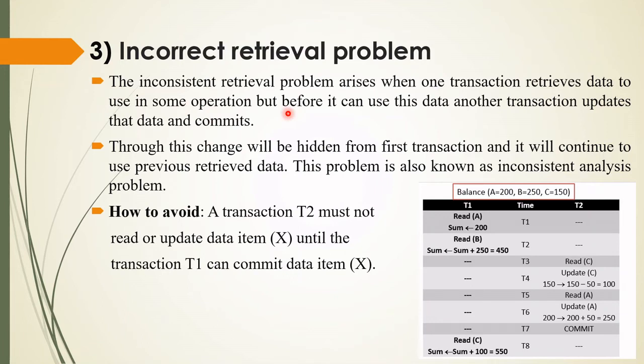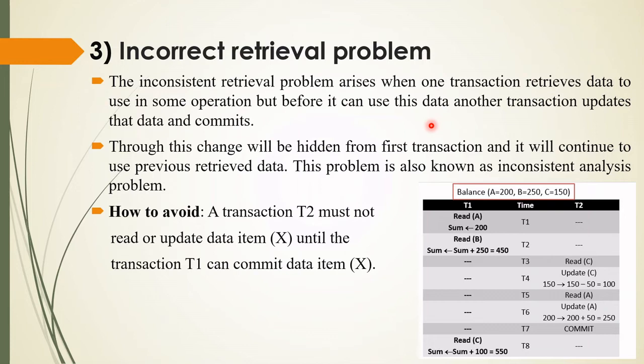Okay, so one transaction is retrieving data, but before it can use this data, another transaction updates that data and commits it. Suppose transaction T1 is reading some data, and in between, transaction T2 uses this data, updates it and commits it. So this value is stored now.